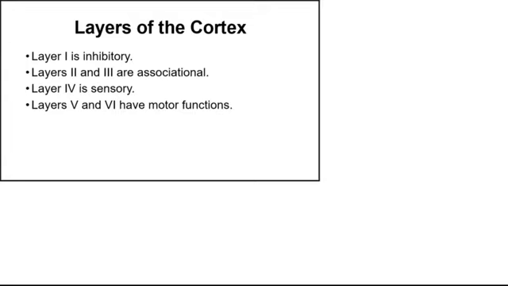Layer 4 is sensory, so that's where we're getting that input of signal. And layers 5 and 6 seem to be involved in motor function. And again, not all of the brain is going to have all of these layers everywhere, but these are sort of the general rules.